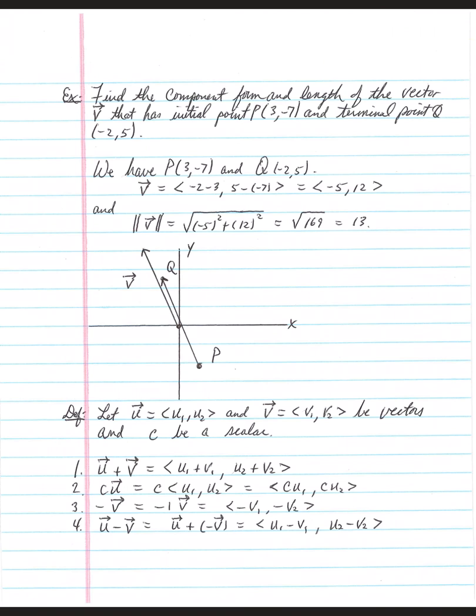The length of v, if you take the component form as negative 5 squared plus 12 squared, that's 169, and then taking the square root of that, which is 13.